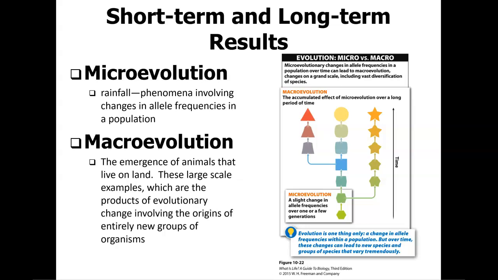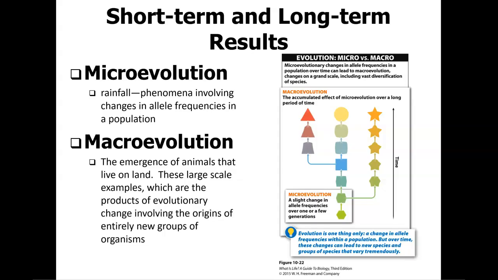The production of 200-ton dinosaurs from rabbit-sized reptile ancestors, the diversification of flowering plants from a single species into more than 200,000 species, the emergence of animals that live on land. These large-scale examples, which are going to be the products of evolutionary change involving the origins of entirely new groups of organisms, are going to be referred to as macroevolution.